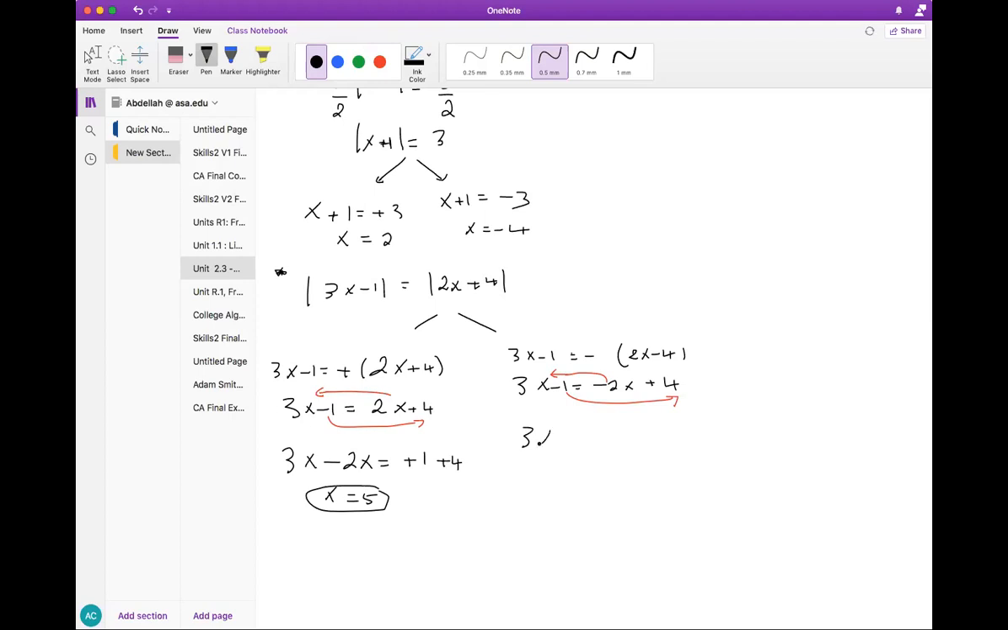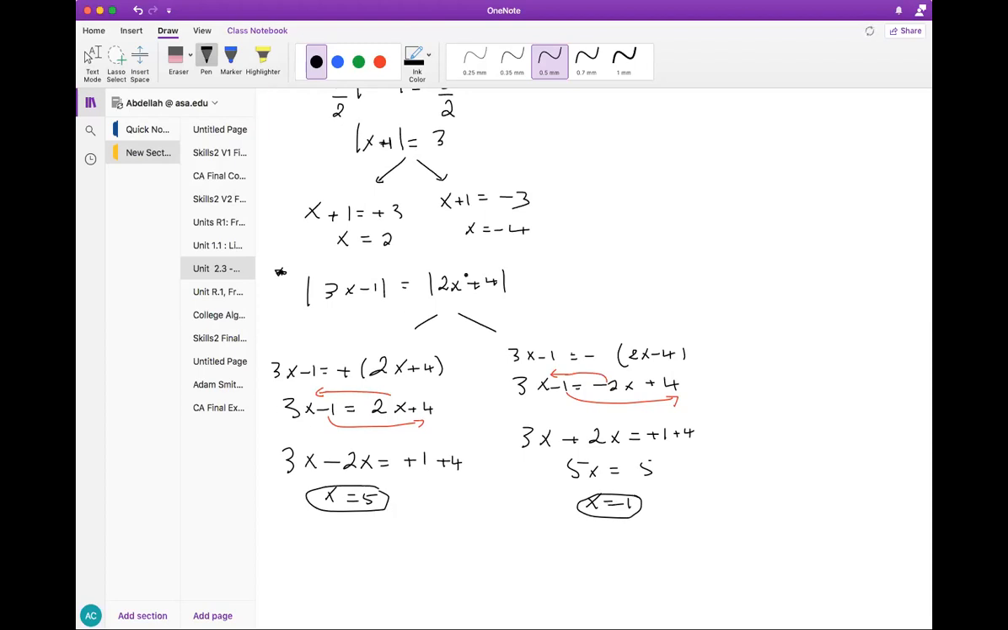So it will be 3x minus 2 or positive 2x. And when we move this over, the sign changes because we moved it across the equal sign. Negative 1 again turns into a positive 1, a positive 4. This is 5x plus 5. That means x is 1. You have your two solutions.